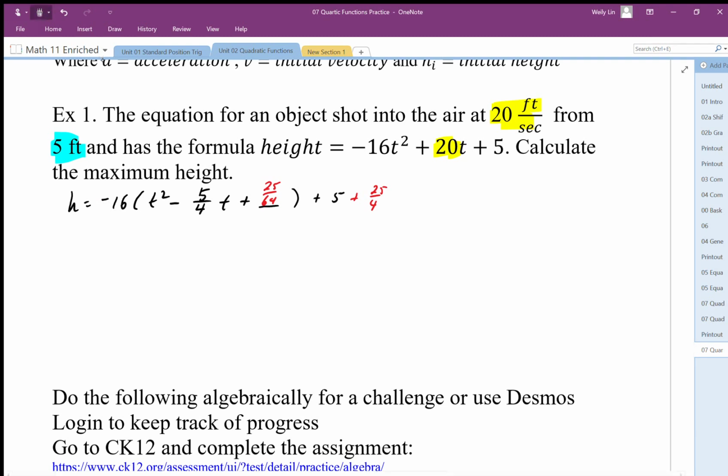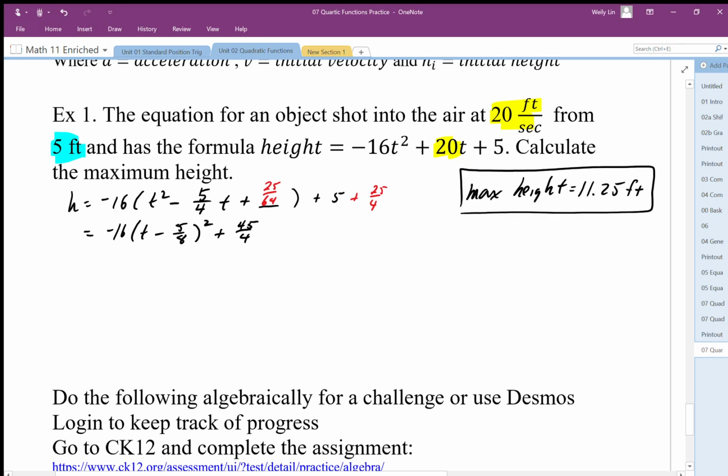If I want to then solve for this, I'm going to complete the square here, so it's going to be -16 times t minus 5 over 8 squared, and then the constant represents the maximum height. That's going to end up being 45 over 4. So the max height in decimals is going to be 11.25 feet. That represents the maximum height.